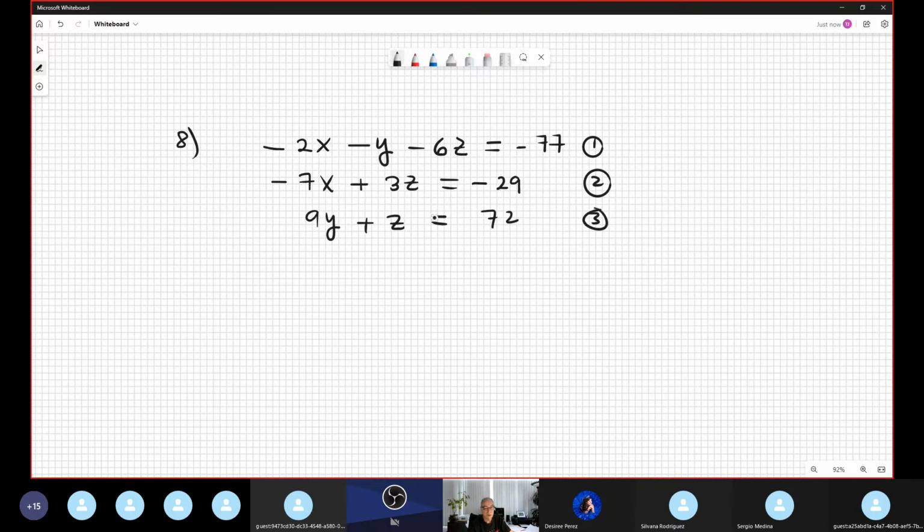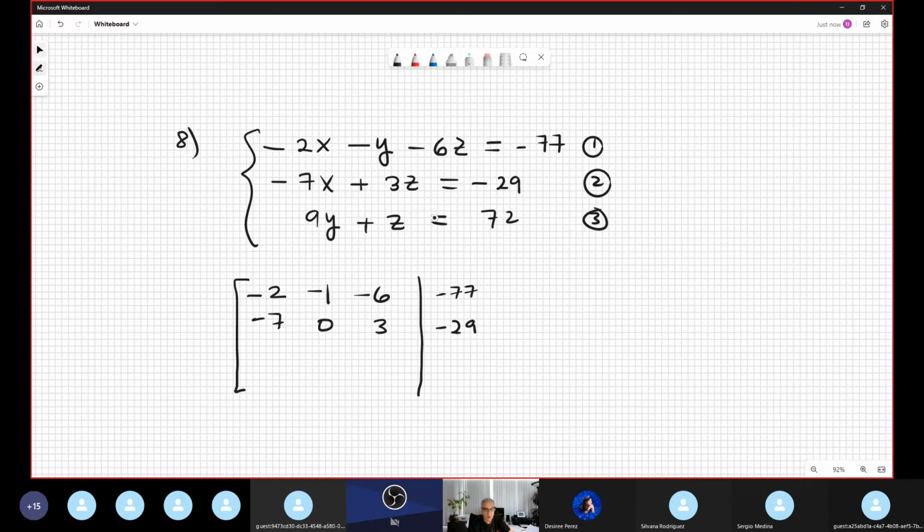Equation 3. The first thing that you should do is organize our linear system in matrix form using the augmented matrix. -2, -1, -6, separated by the vertical line, -77. -7, 0, because y is missing in the second equation, +3, -29. Wow, what the hell is that? What is that, guys?